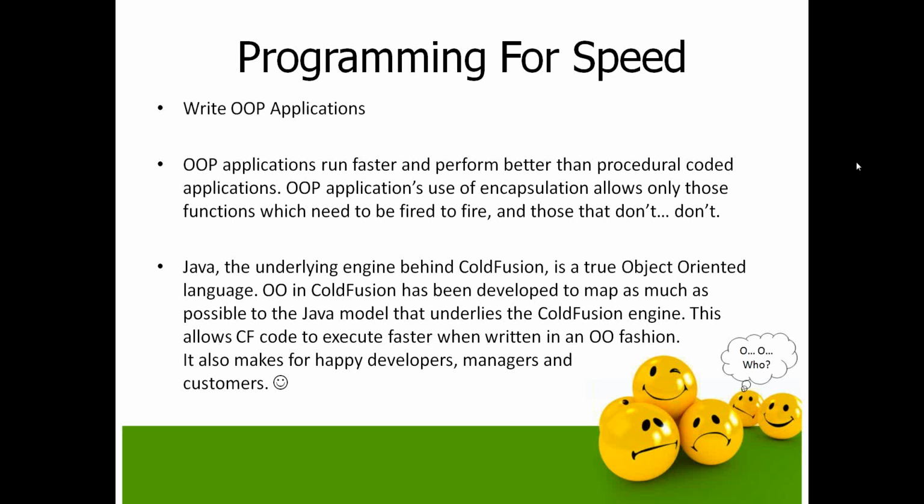Because everything is written on top of Java, typically in the past couple of releases, especially for Adobe CF, they've done a lot better at modeling the ColdFusion object orientation around the Java object orientation so that it's close to a one-to-one when it compiles down to a class as it would be in Java. So that's one of the reasons why it runs faster if you do it that way. And also it makes for happy developers, managers, and customers when you write OO. It has a lot of other benefits besides speed.